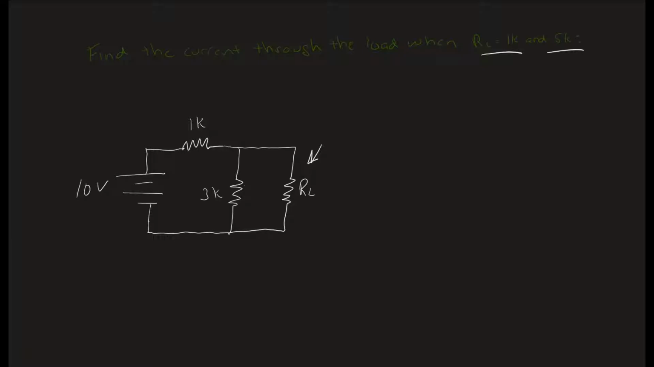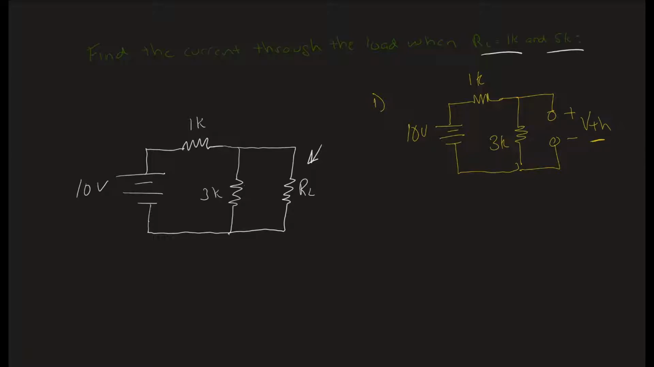Remember, step 1 is to open it at the load. So I'm going to redraw the circuit for step 1. We have 10 volts, we have 1K, we have 3K. And now remember, I'm going to open it at the load, so instead of drawing that RL, we open it. Now all we have to do is figure out the voltage across that point where the load used to be. We call this the Thevenin.